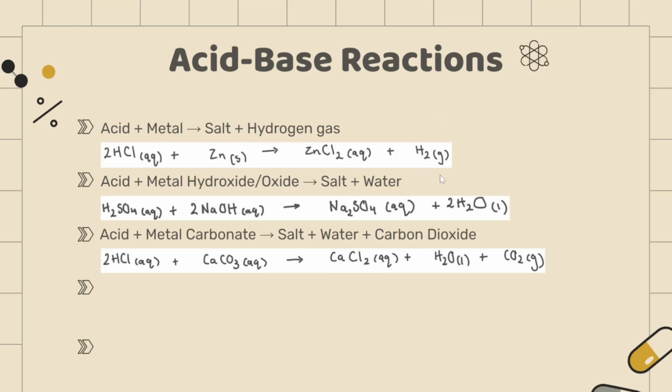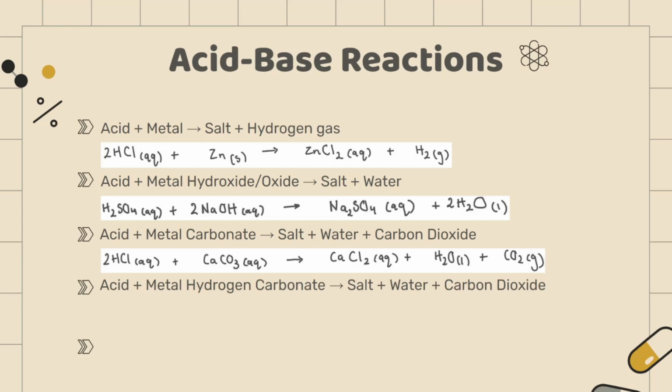So notice here, there's always one fixed product that does not change regardless of the acid that is used or the metal hydroxide, metal carbonate that is used, okay? The salt is the only thing that varies, and your hydrogen gas here for the first one, water for the second one, water and carbon dioxide for the third one does not change.